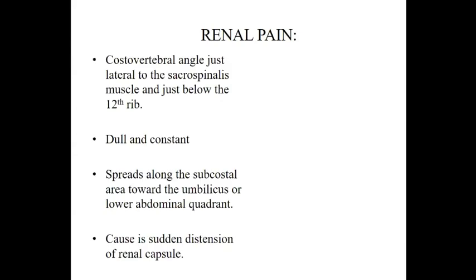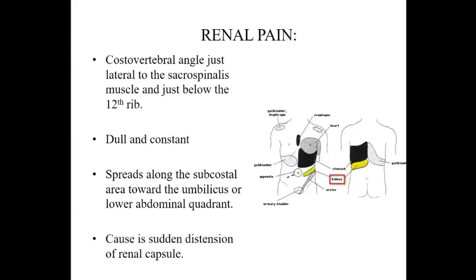Now we come to the renal pain. Renal pain arises at the costovertebral angle, just lateral to the sacrospinalis muscle and just below the 12th rib. It is dull and constant, spreading along the subcostal area towards the umbilicus and the lower abdominal quadrant. The cause of renal pain is sudden distension of the renal capsule due to hydronephrosis or obstruction.